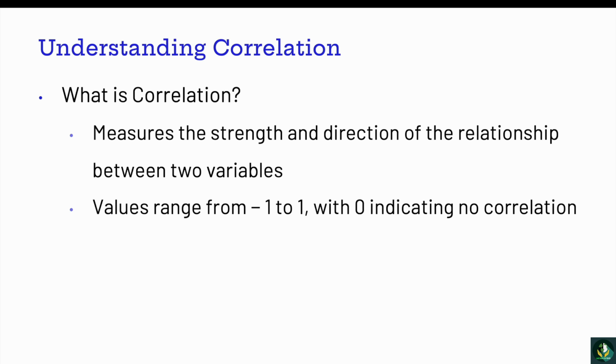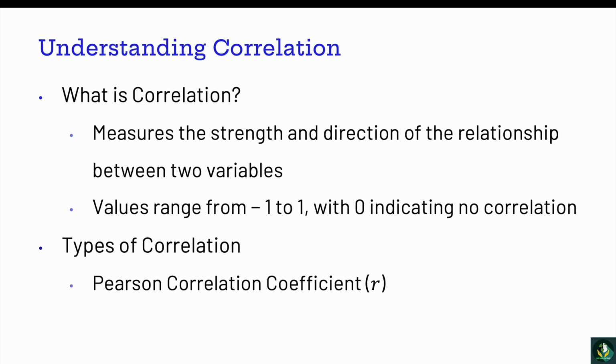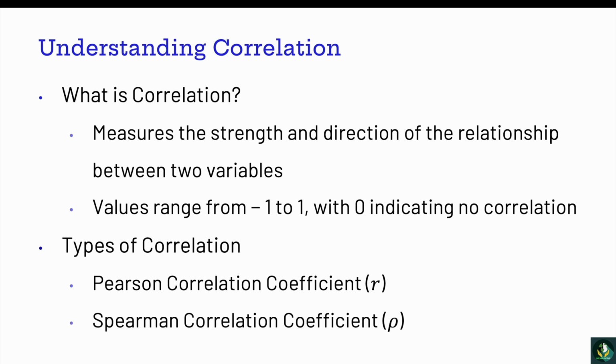Now, the different types of correlations include the Pearson correlation coefficient, represented by r, which measures linear relationships. It assumes data is normally distributed and relationships are linear. Then we have the Spearman correlation coefficient, rho. It measures monotonic relationships and is based on rank orders of data. And it is useful for non-linear relationships. Let's look at an example of this in Python.